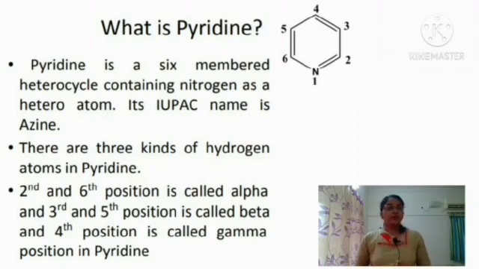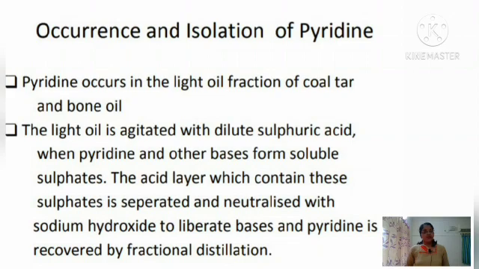The IUPAC name of pyridine is azine, and in pyridine there are three types of hydrogen atoms. The second and sixth position hydrogen atoms are termed the alpha position, the third and fifth position hydrogen atoms are termed beta, and the fourth position is termed the gamma hydrogen atom in pyridine. So coming to the next topic, that is where pyridine occurs and how it is isolated.